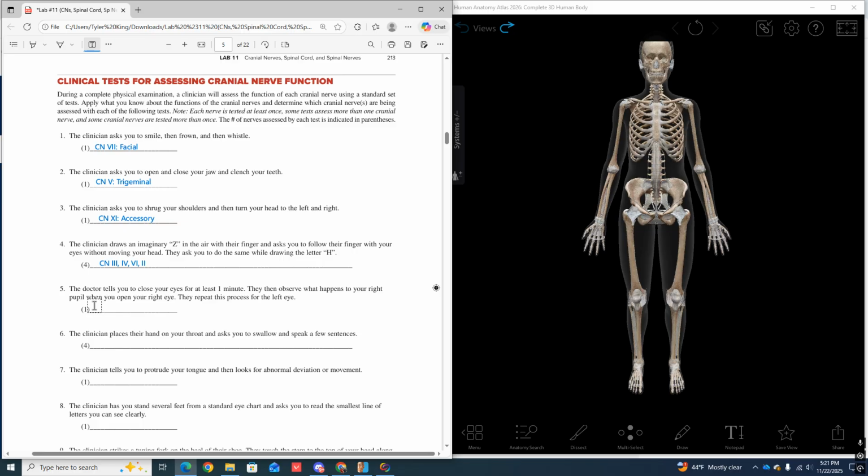The doctor tells you to close your eyes for at least 1 minute. They observe what happens to your right pupil when you open your right eye. Repeat this process for the left eye. So this is a hidden function of one of our cranial nerves, specifically one of the ones of the eye.